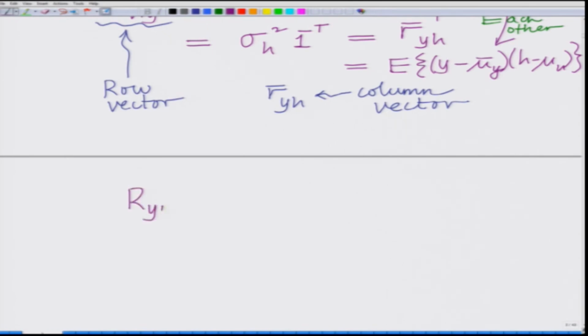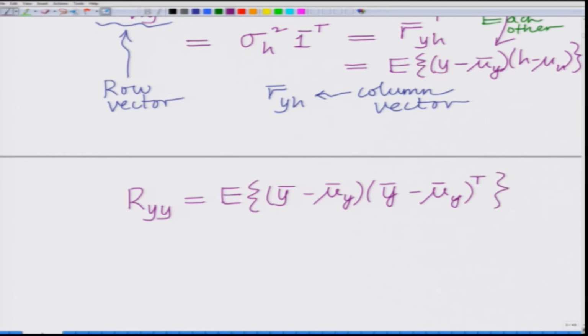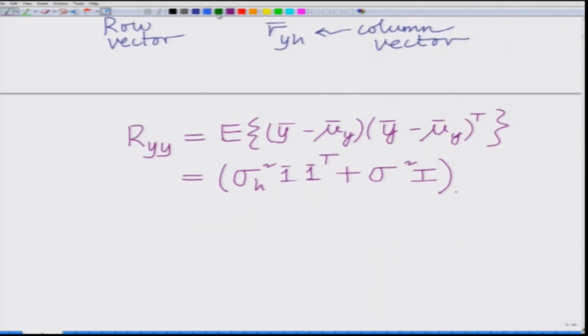Now, we have one more quantity, remember the covariance of y, r y y, which is going to be a matrix. This is expected value of y bar minus mu bar y into y bar minus mu bar y transpose, which we already derived as sigma h square 1 bar 1 bar transpose plus sigma square times identity. What is this quantity? This quantity is the covariance matrix.